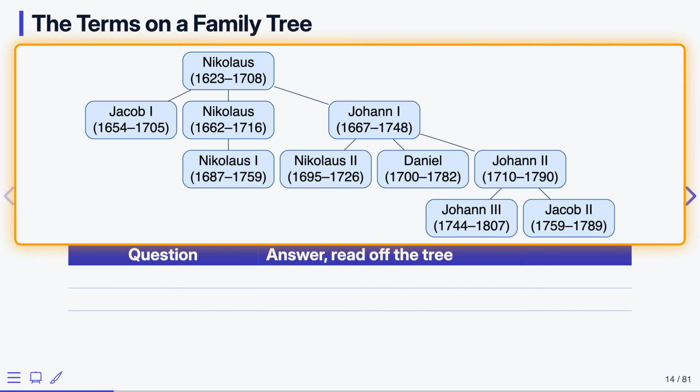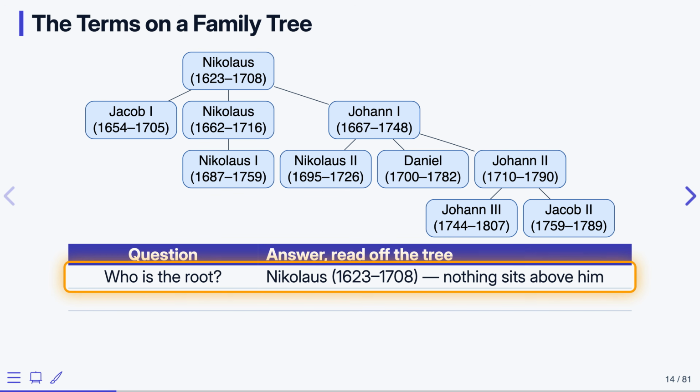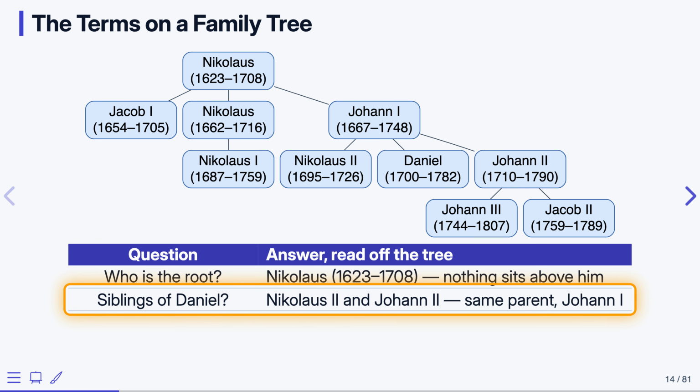Let us try the new words on a real family, the Bernoullis. Many of them were famous mathematicians. First question, who is the root? The root is the one dot with nothing above it. That is Nicolaus, born 1623. Second question, who are the siblings of Daniel? Siblings share a parent. Daniel's parent is Johann I, and Johann the First has 3 children. So Daniel's siblings are Nicolaus II and Johann II.